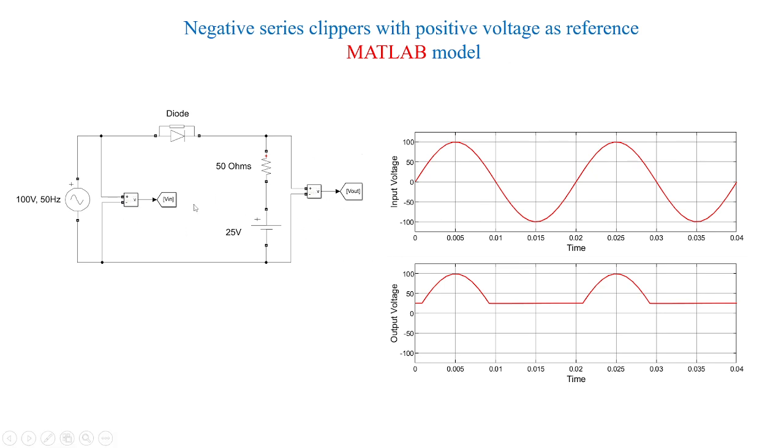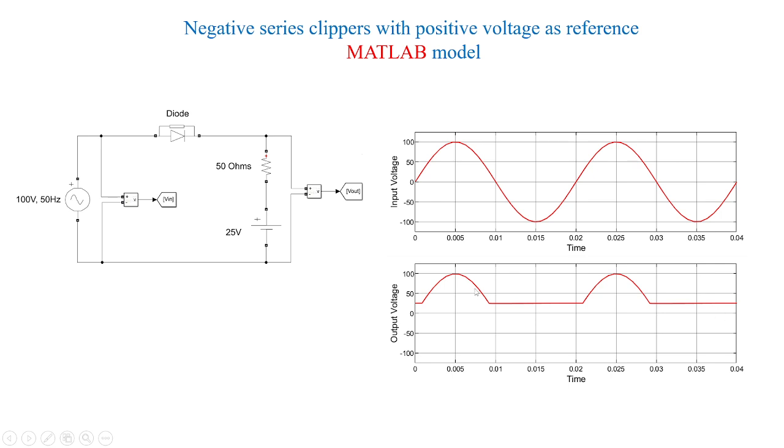I'm showing here a MATLAB output also. You can see here I have taken 100 volts, 50 hertz as the input voltage, and it is applied to the diode with 50 ohms, which is in series with 25 volts. So you can see the MATLAB model and its output in this fashion.